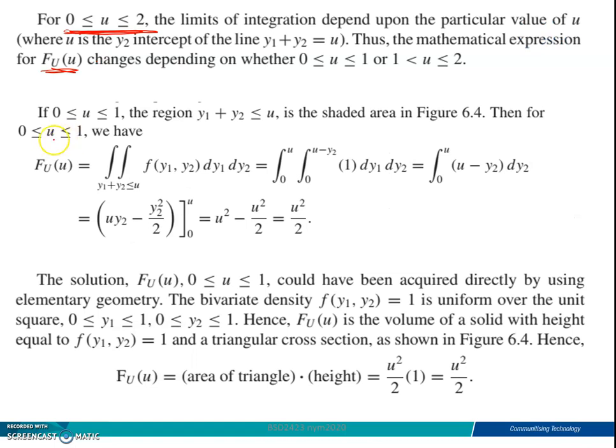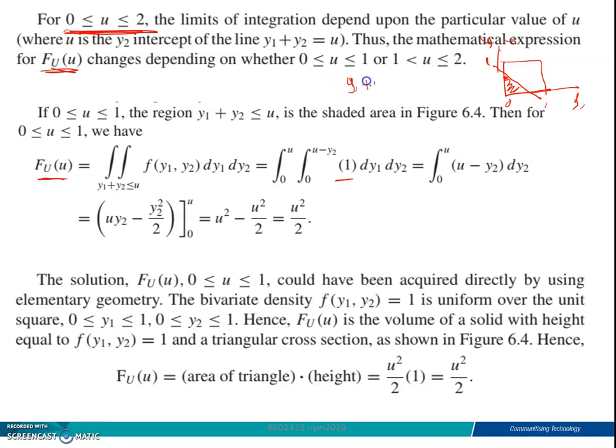Then for u between 0 and 1, we will have the distribution function like this. We have the same density function, but you must understand the limits, because just now in the figure you have this square. You have y1, y2, here is 0, 1, 0, 1, and you can see y1 + y2 is here. This is the shaded area, so 0 until here. So how do you get this one?